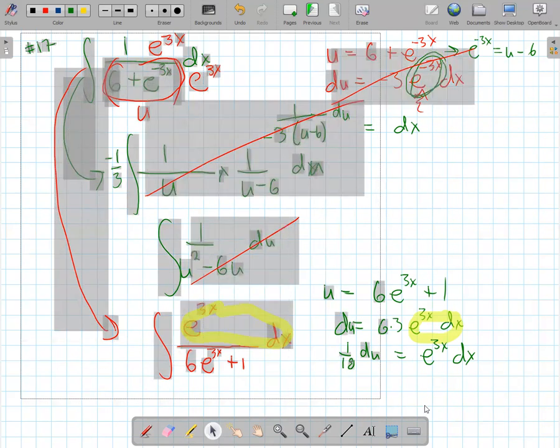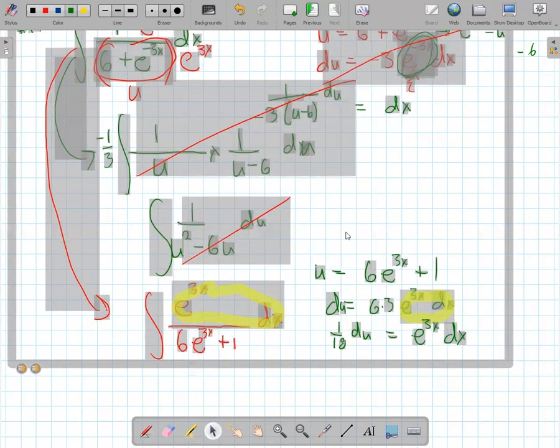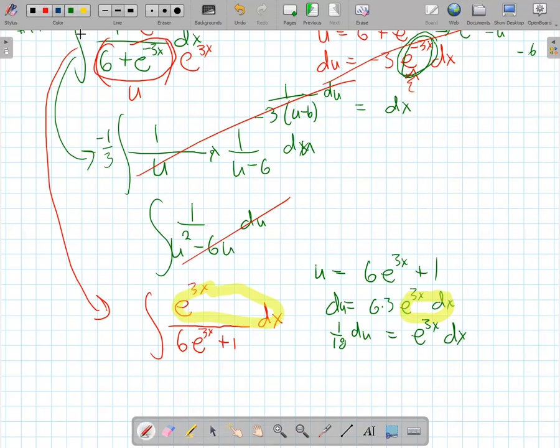Shift this a little for some more room. Off a little bit, that's okay.